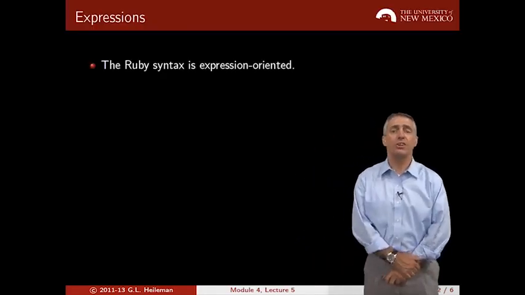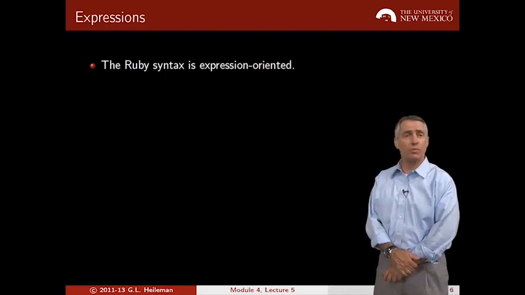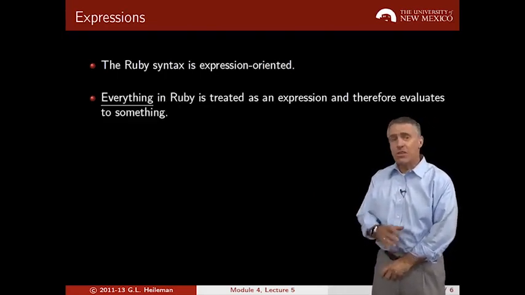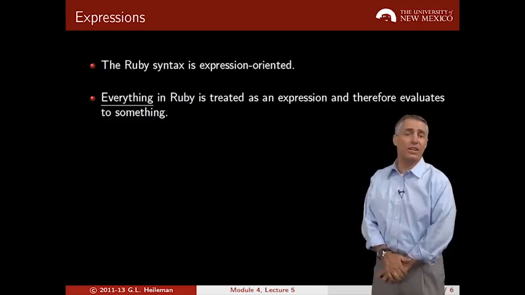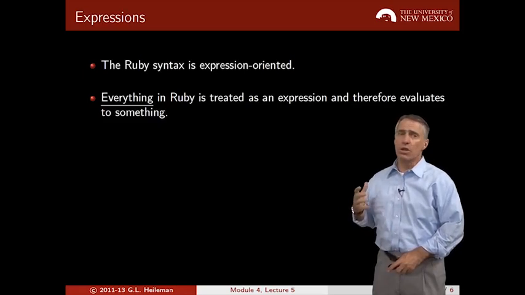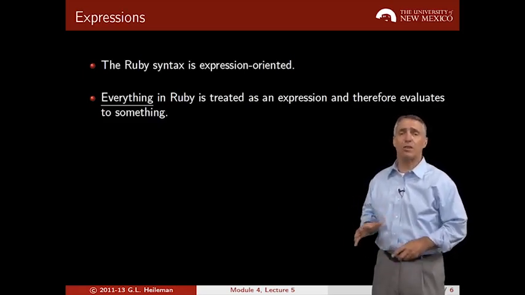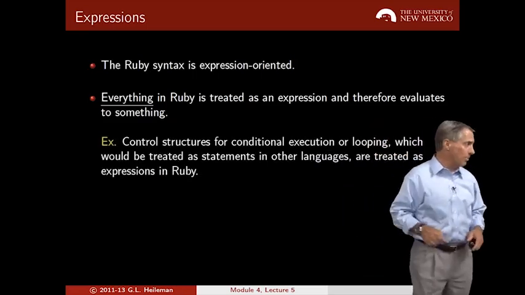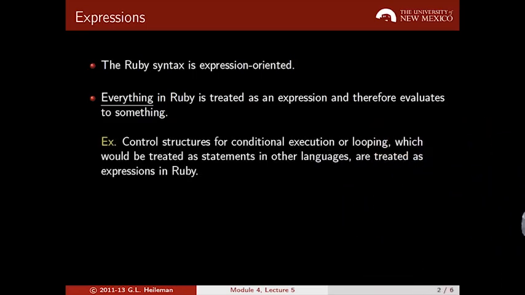The first thing you need to understand is that the syntax in Ruby is very expression-oriented. And what does that mean? Well, that means that everything in Ruby is treated as an expression, and this is different from a lot of other programming languages. So every expression, every statement, everything you write in Ruby evaluates to something. As an example, the control structures for conditional and loop structures in other languages typically don't evaluate to anything.